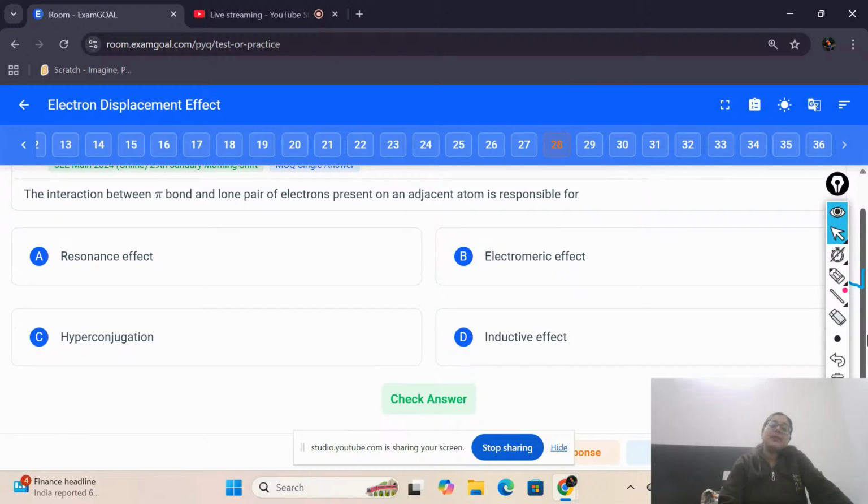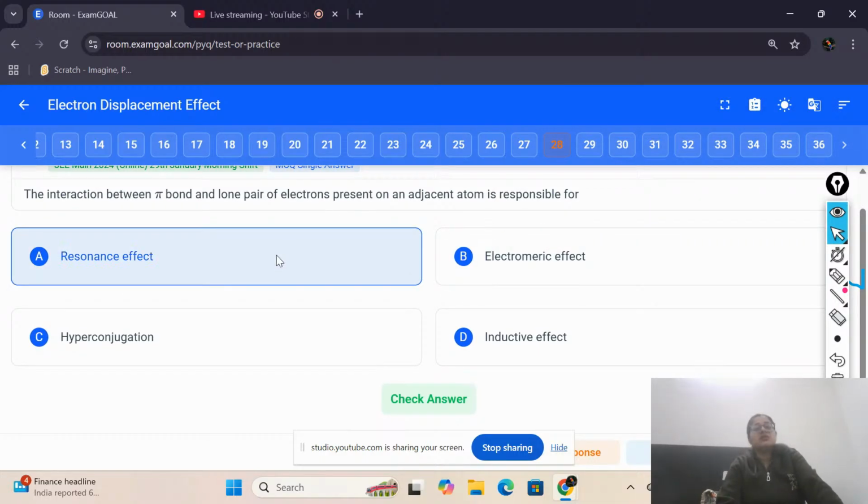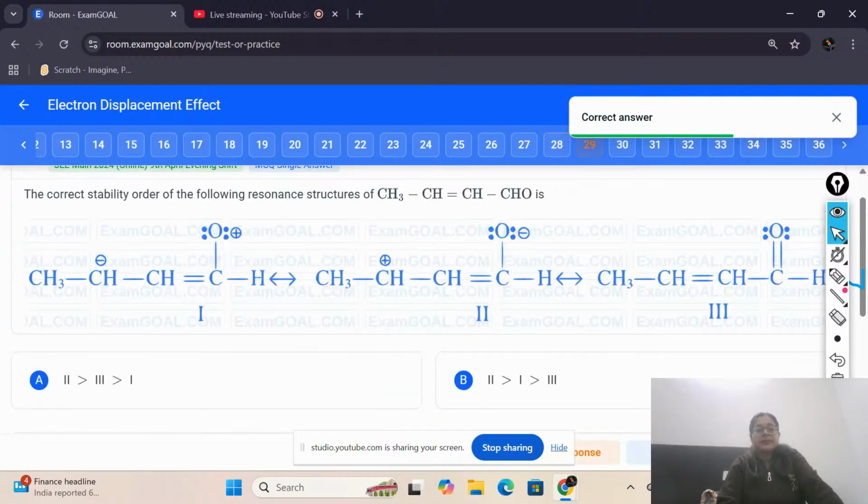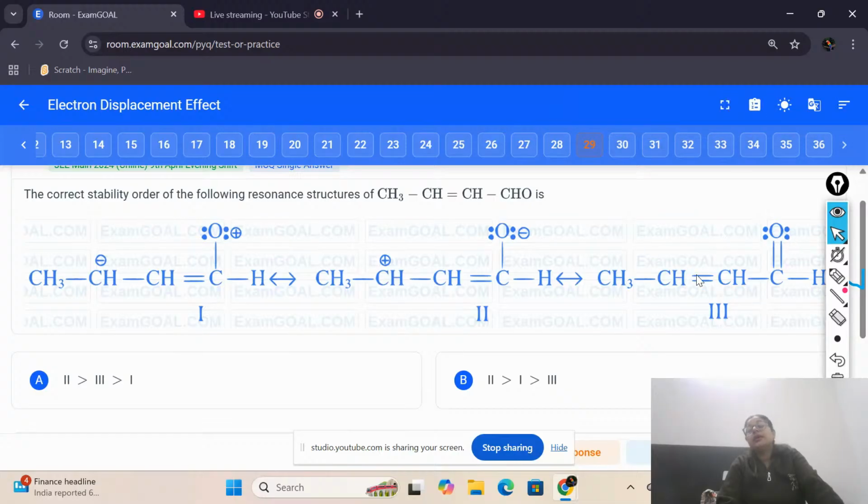Interaction between a pi bond and the lone pair of electrons present on the adjacent atom is responsible for the resonance effect. It's a statement-based question on the resonance effect. Correct stability order: here there is no charge separation, so this is more stable.